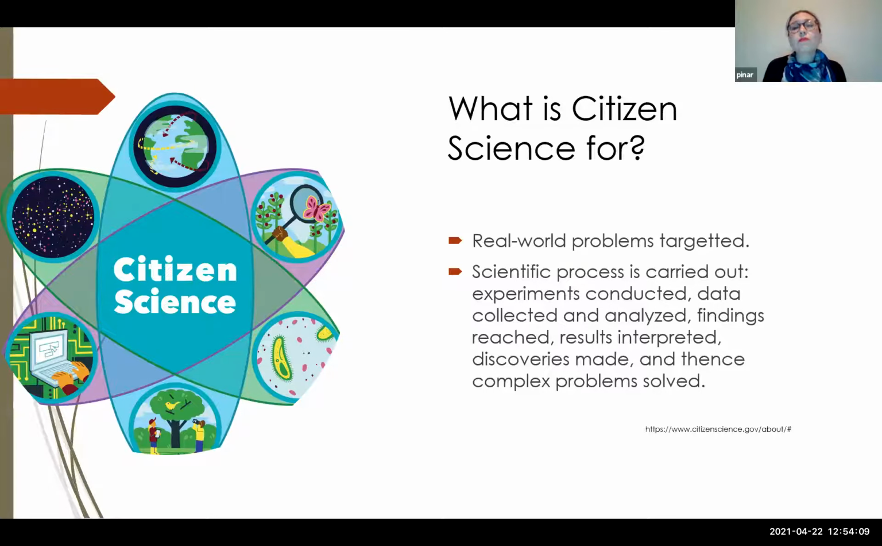And what is citizen science for, or who is it for? The most important aim here is to target real-world problems, the issues we're facing as humanity, as societies. And the scientific process is an important part of citizen science, carried out in conventional terms. For example, there are experiments carried out, data collected, there is the data analysis process, of course, findings and results we have, and the findings and results are interpreted and evaluated to solve real-world problems.